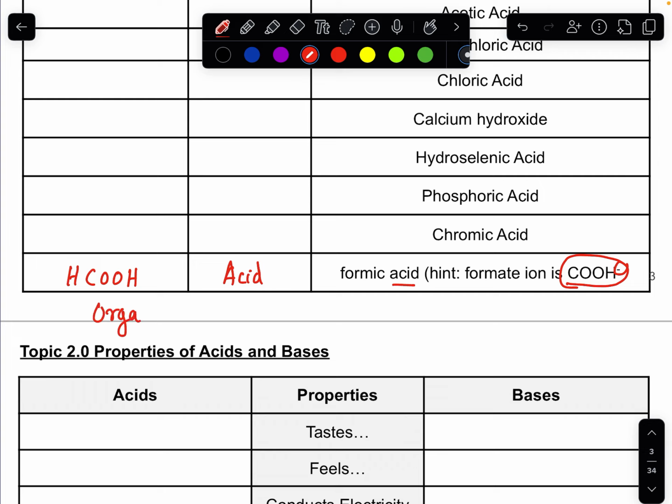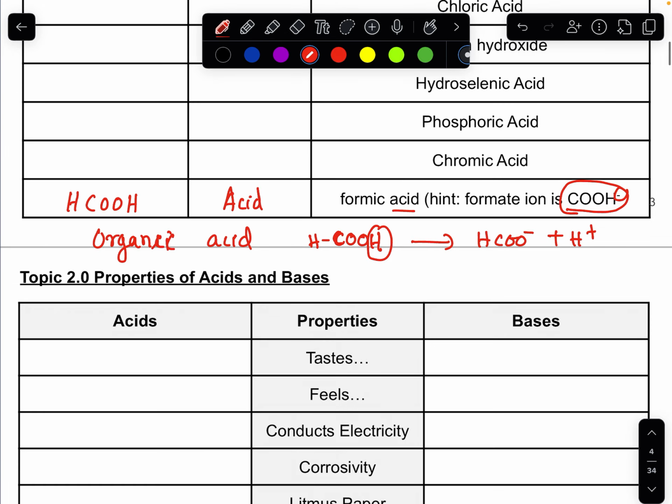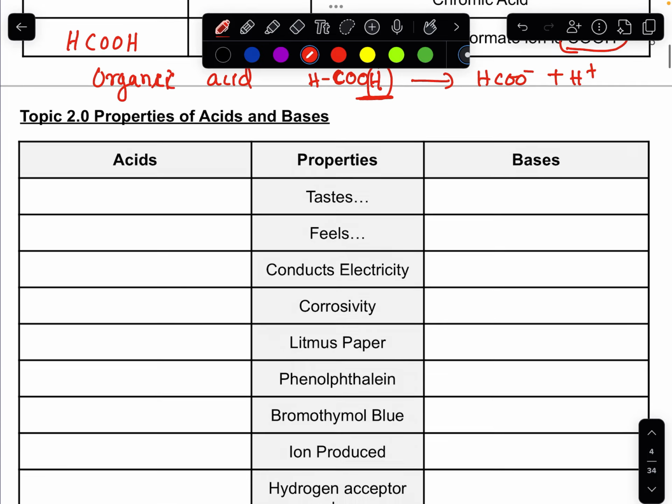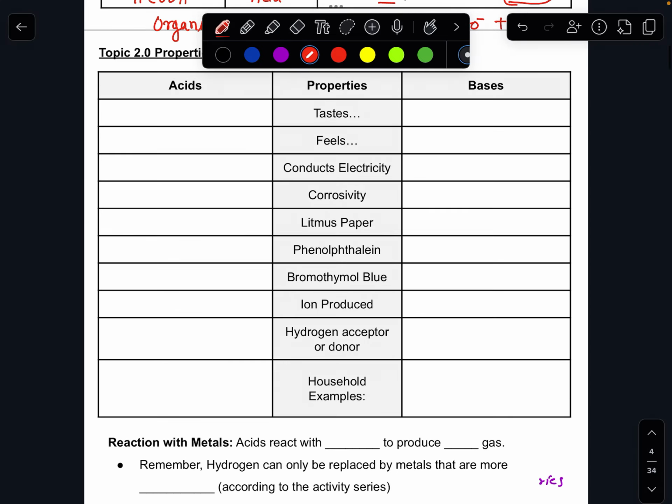Organic acids will have COOH. You can write it with the H at the start. So this is the way of writing an organic acid. This is the hydrogen it will lose when it dissolves in water. Okay, so don't get confused. For organic acids, we will write the hydrogen at the end. Okay, so that was the names and formulas.